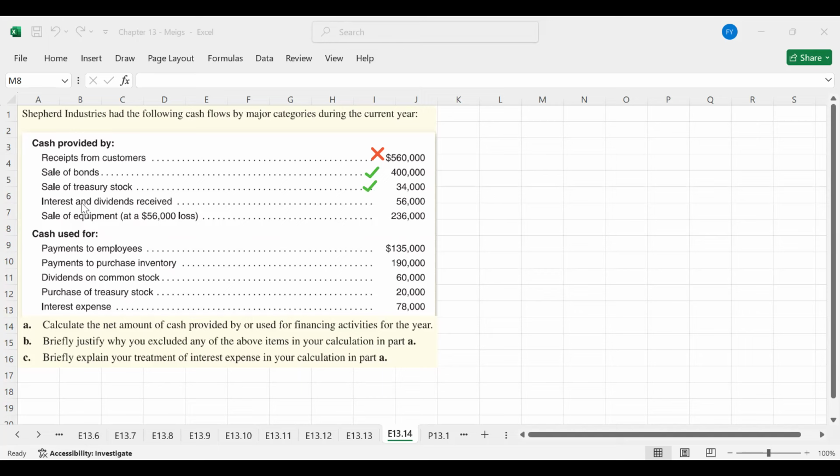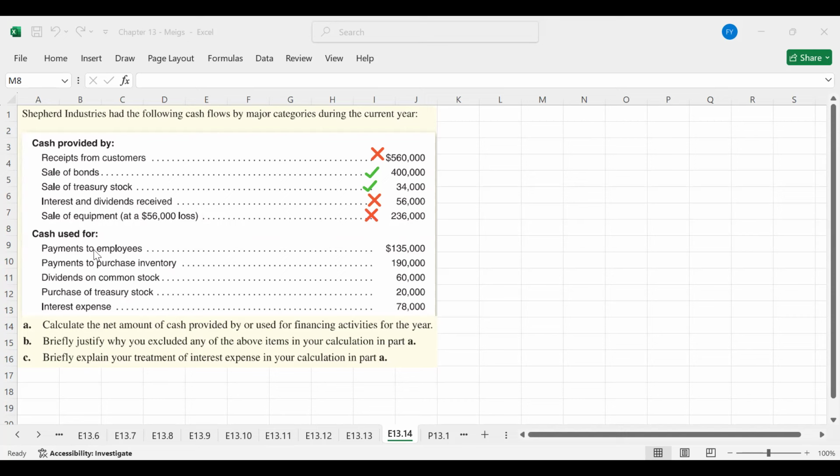And then interest and dividend received. We generally treat interest and dividend received as operating activities or investing activities. So we are not going to include these in financing activities. And then we have sale of equipment. So these are investing activities. We are not going to add it.